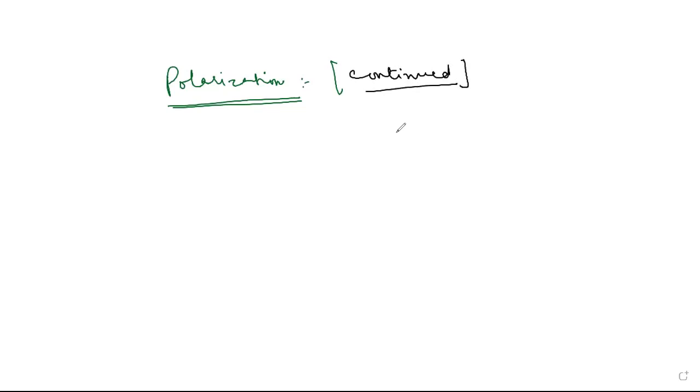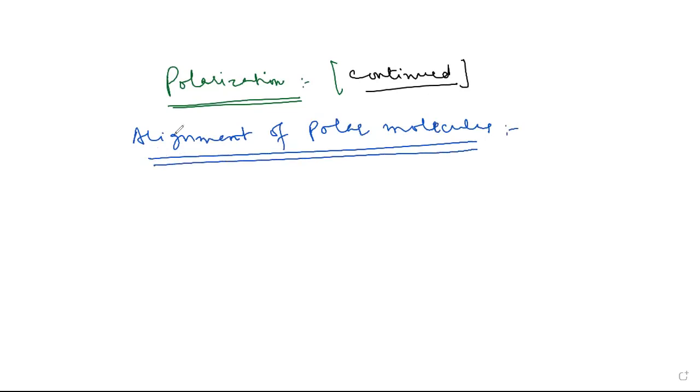In the last lecture, under this heading, we defined atomic polarizability alpha. We solved a problem related to that. Today, under this heading, we will first discuss the alignment of polar molecules. Alignment of polar molecules.